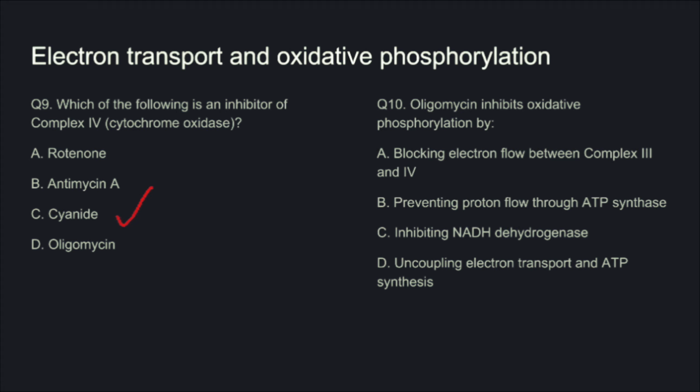Question 10. Oligomycin inhibits oxidative phosphorylation by, options are A. Blocking electron flow between complex 3 and 4, B. Preventing proton flow through ATP synthase, C. Inhibiting NADH dehydrogenase, D. Uncoupling electron transport and ATP synthesis. So the correct answer for this is B. Preventing proton flow through ATP synthase. Oligomycin binds to the F0 subunit of ATP synthase, blocking proton entry and thus preventing ATP synthesis.